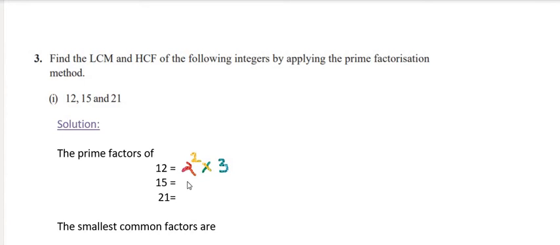And the factors of 15 are 3 and 5. And for 21 we have the factors 3 and 7. 3 into 7 is 21.